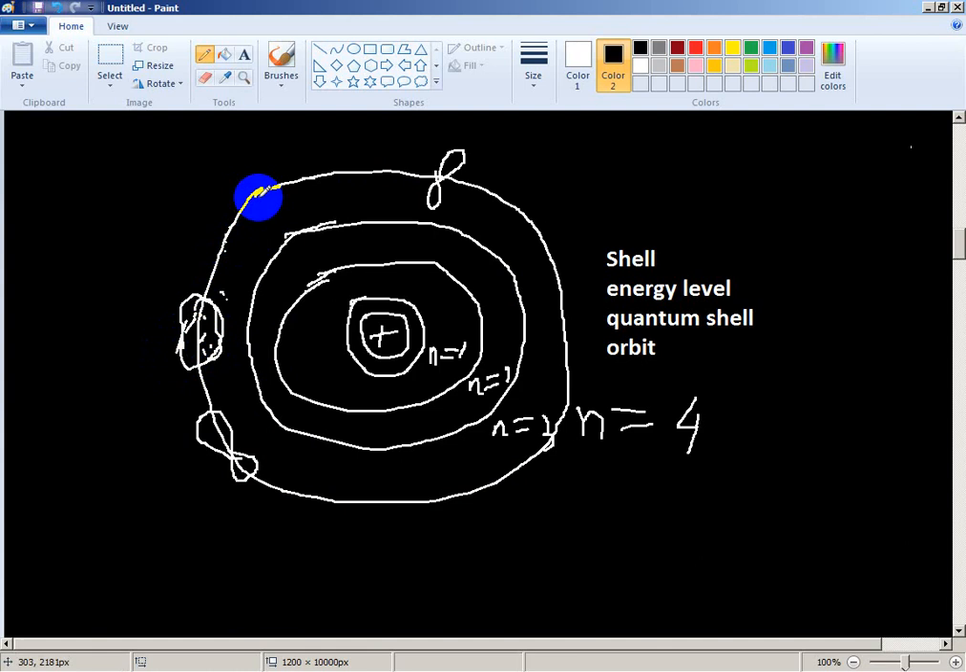Have you understood what is a subshell? This subshell is called an orbital. The region where the probability of finding electrons is maximum is called a subshell or orbital. Have you understood what is an orbital?